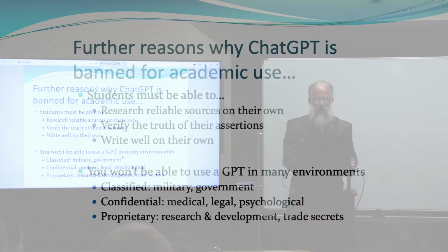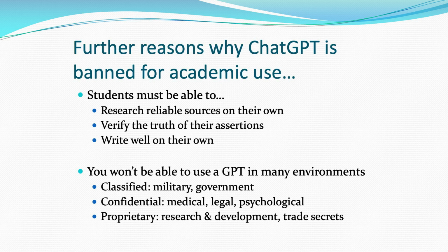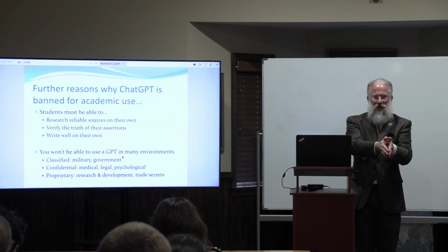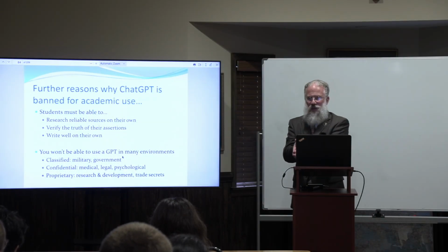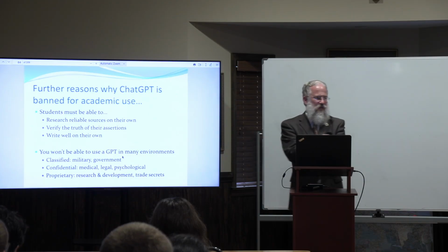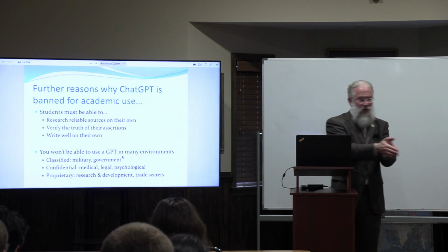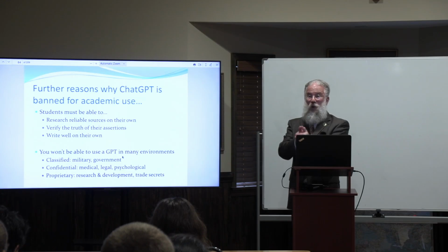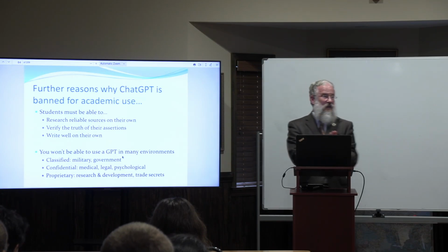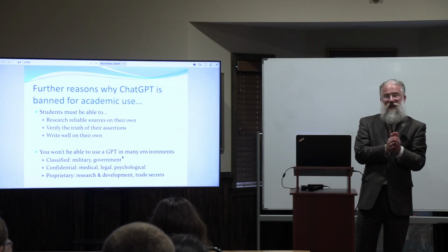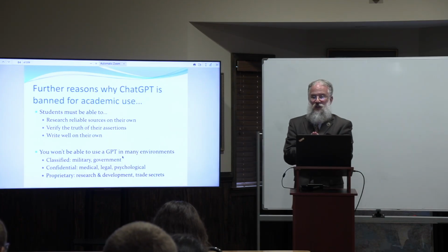So there are a few further reasons why the college disallows it for academic use. We want you to be able to research on your own to get back to actual, reliable, peer-reviewed, factual, published information, and not just use Google and ChatGPT as a glorified Google search. We want you to be able to verify the truth of the assertions that you yourself are using for your own work. We want you to be able to write well on your own. ChatGPT can do things to turn junky writing into nicer writing, but we want you to actually possess that skill.